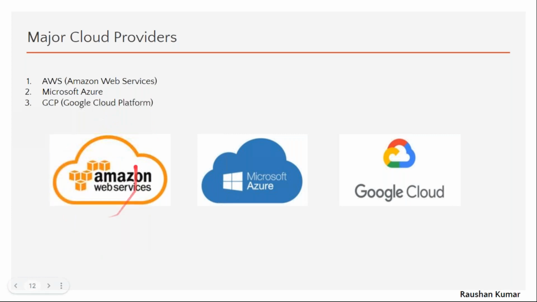AWS was the first to capture the cloud market. They also have the most number of services, and they are more customer-focused. They really want to solve the customer problem. That's their main agenda. That's why they have the largest market share, around 40%, followed by Azure having 20%, and then GCP around 8 to 10%.